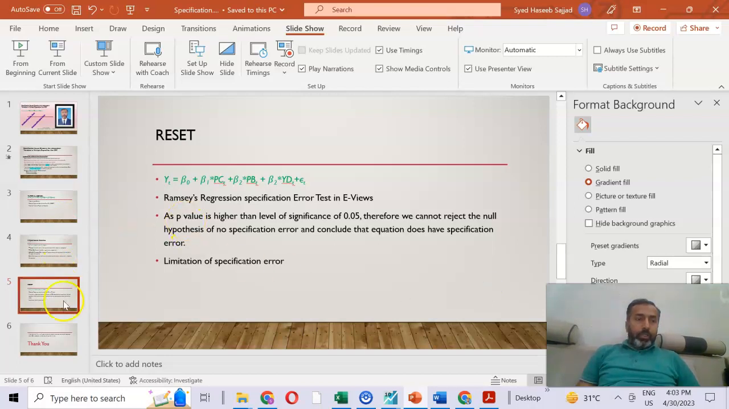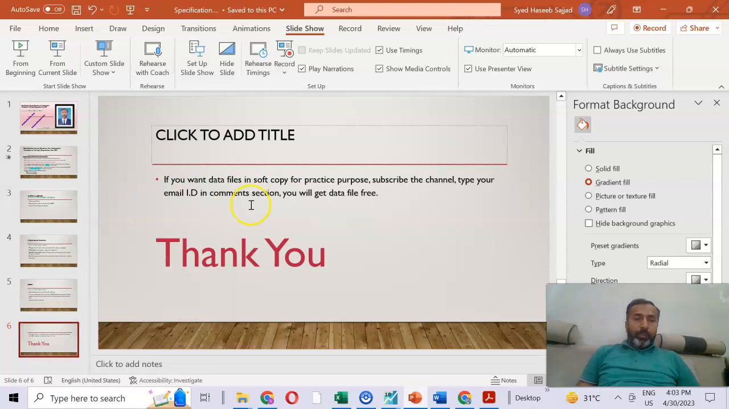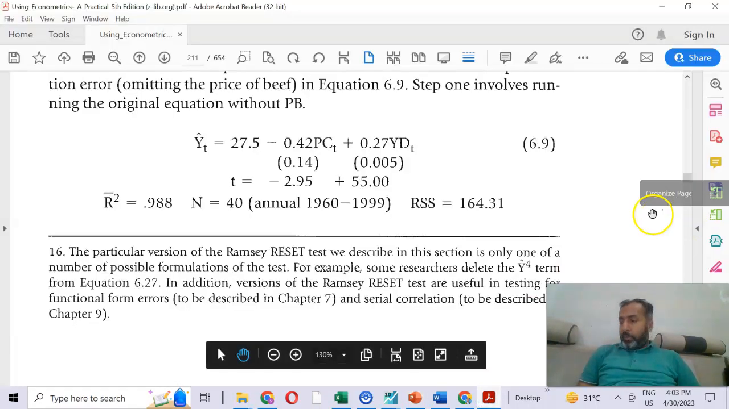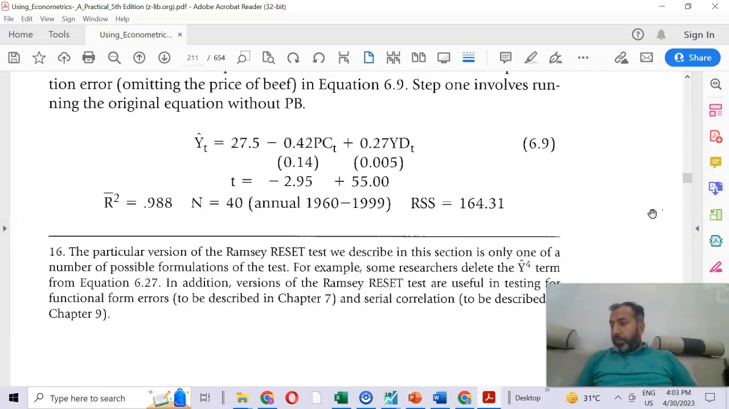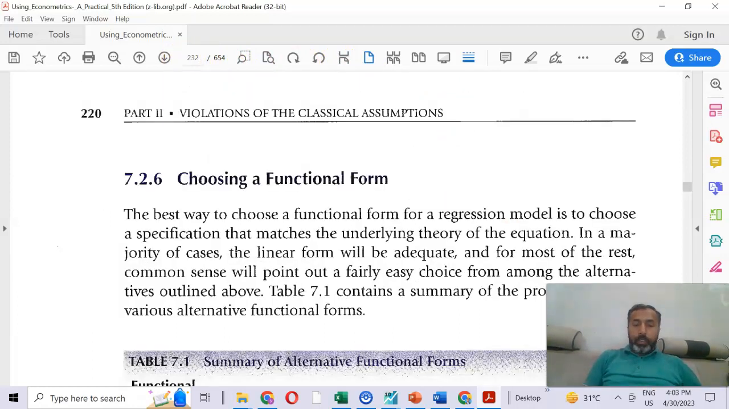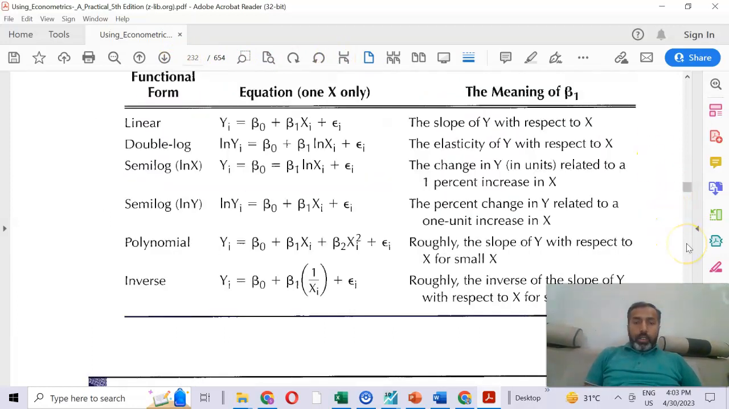So, and then in the end, we will be discussing the functional form of the equations. Different functional forms can be run, and about functional form, let's move towards the next page, which is 232, probably 232. Yes.